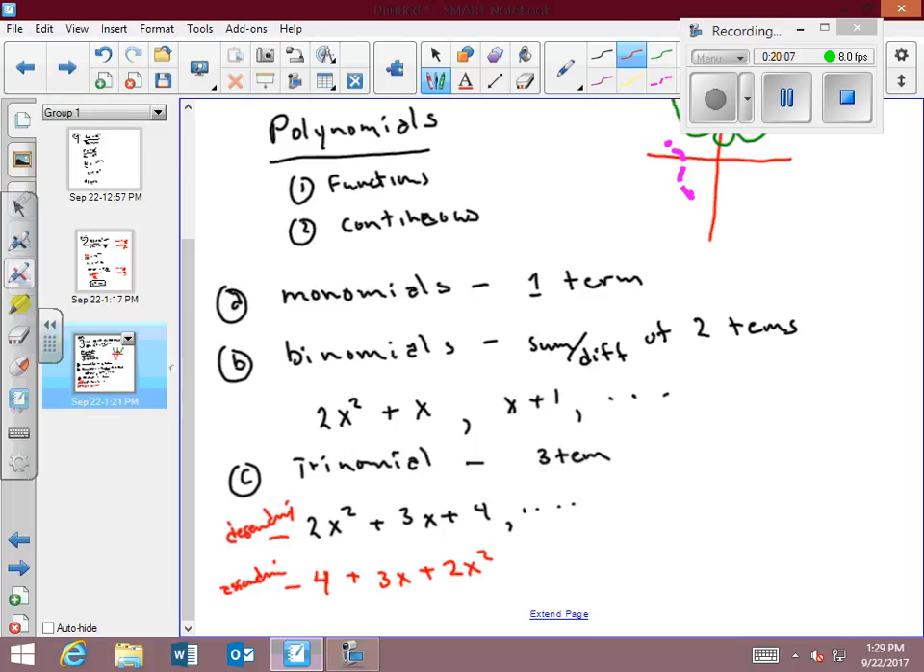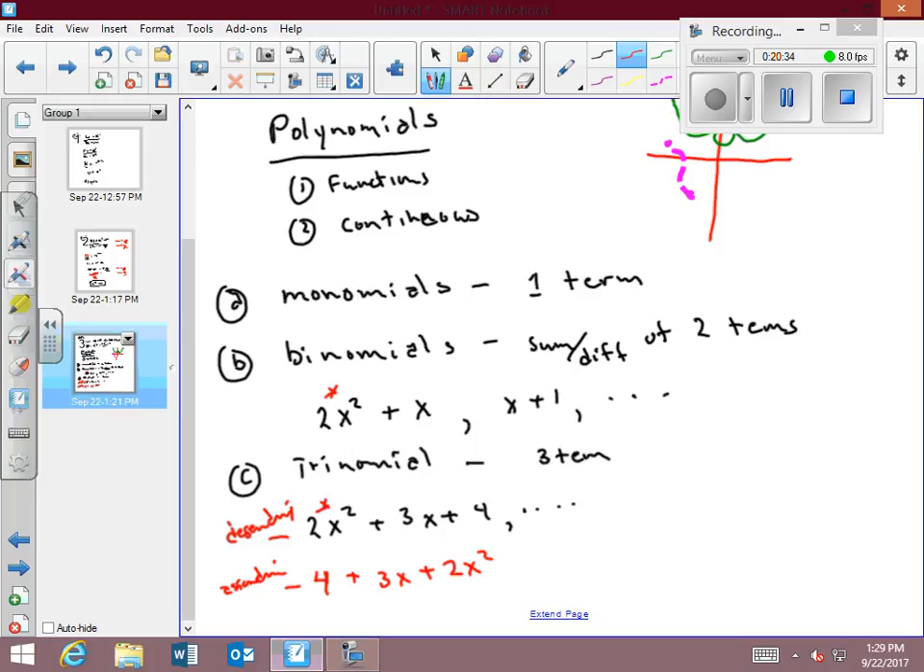Now, if you have a term, there's a couple things that we want to talk about. The term that's in descending order, that is the highest degree term, is called the leading term. So this is the leading term in this binomial. This is the leading term in this trinomial.